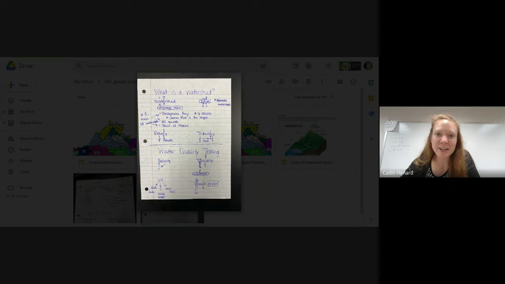A tributary is a river that flows into another lake or river. So this would be like the Appomattox River flows into the James River. The Swift Creek flows into the Swift Creek Reservoir, which flows into the Appomattox River. All right, so those are tributaries. Think smaller bodies of water. Estuaries are larger bodies of water, and they flow into the mouth. And again, they have tides.